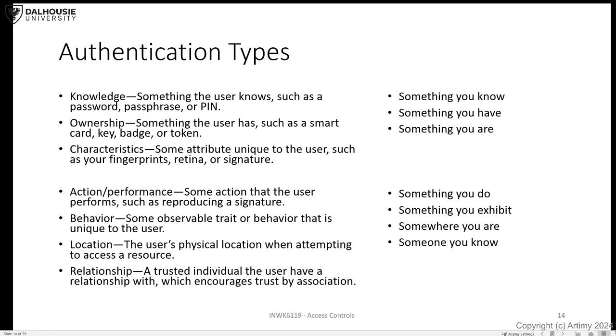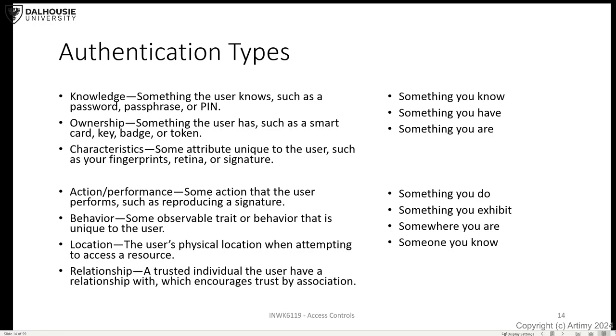Finally, relationship: a trusted individual the user has a relationship with. The example I can think of right now is, let's say you go to a secure organization. They don't know you, you are a guest, so you don't have the authority to walk around. But because you are a guest and need to have a meeting or a visit for a legitimate reason, they assign you an escort.